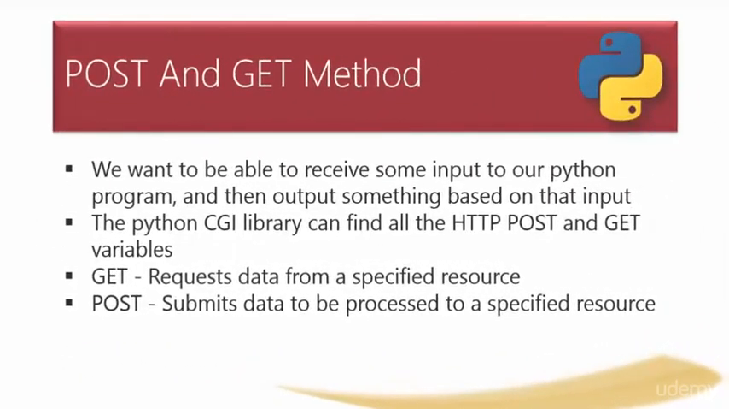So here's the post and get method. We want to be able to receive some input to your Python program and then output something based on that input. The Python CGI library can find all the HTTP post and get variables. In essence, get simply requests data from a specified resource, and post submits data to be processed to that specified resource.